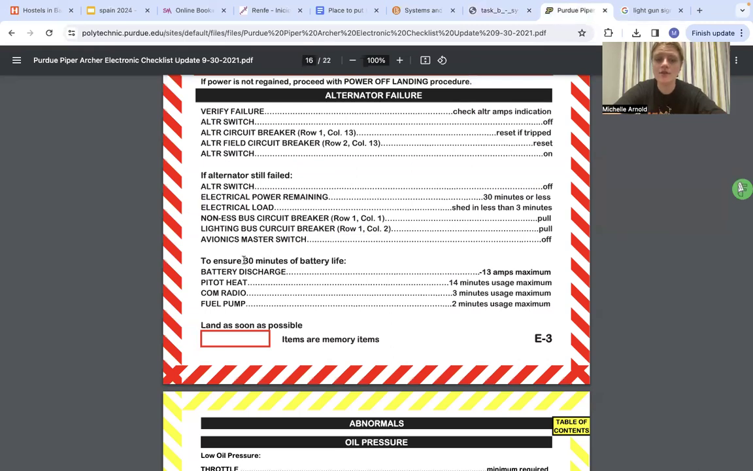All right, and then to ensure 30 minutes of battery life, you want to make sure the battery discharge is at negative 13 amps maximum. The pitot heat is 14 minutes usage maximum. Comm radio, which you want to save for landing, 3 minutes usage maximum. And fuel pump, 2 minutes usage maximum. And then you're going to land as soon as possible.